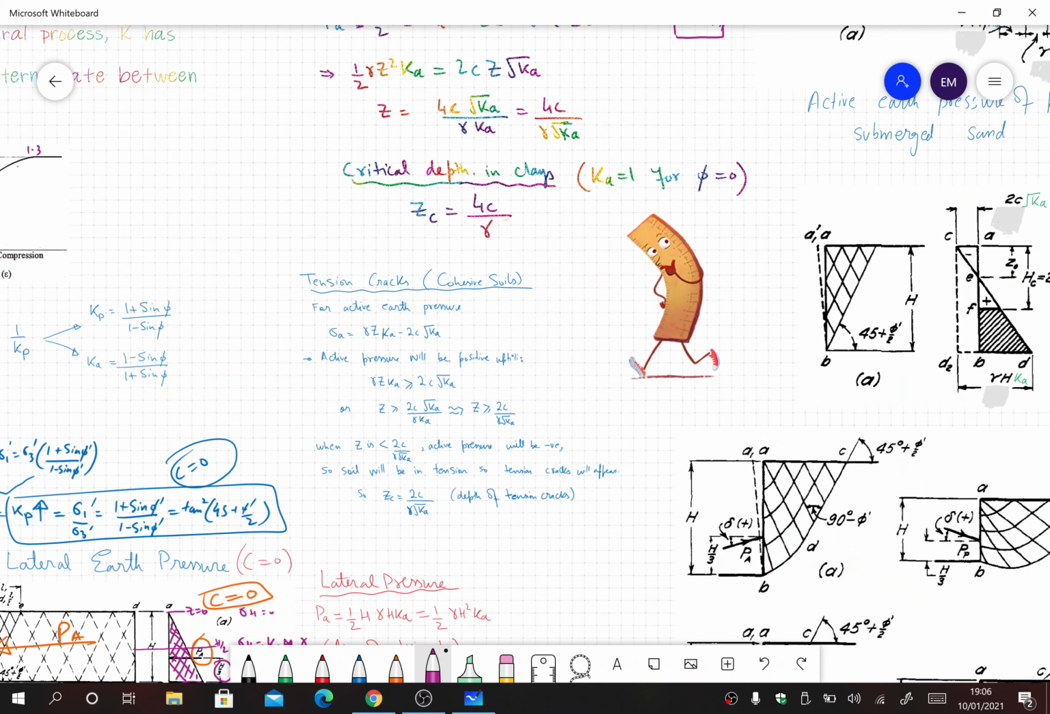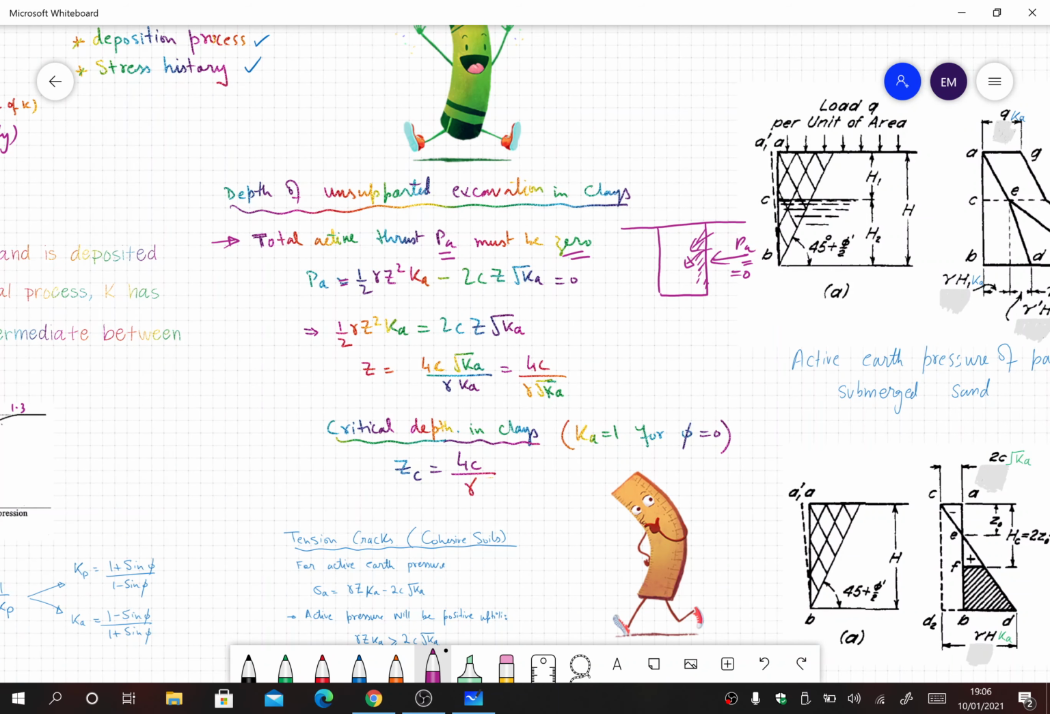That thing was explained here, that for an unsupported excavation the Pa value should be 0, because there will be no force pushing the ground inside. So naturally this value should be 0. Once we put this 0, this portion moves to the right side. Half gamma z square Ka is equal to 2c z under root Ka, and the z's cancel out, so that equals 4c over Ka under root, and finally we can say that z is equal to 4c over gamma under root Ka.